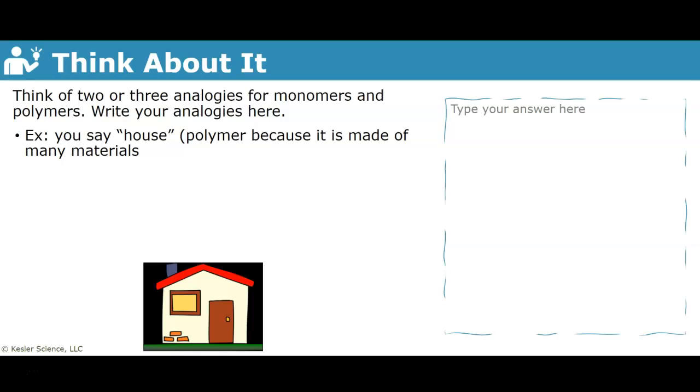So I want you to think of 2 or 3 analogies for monomers and polymers. So 2 or 3 ideas that will help you to remember them. For example, if you said house, a house is a polymer because it's made up of many materials. But what would be the monomer there? Maybe a brick. So you're going to come up with at least 2 analogies for monomers and polymers.